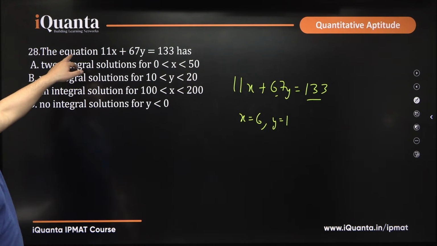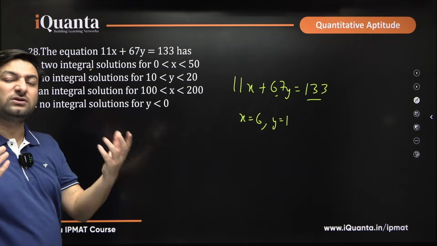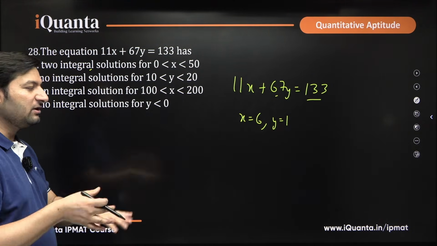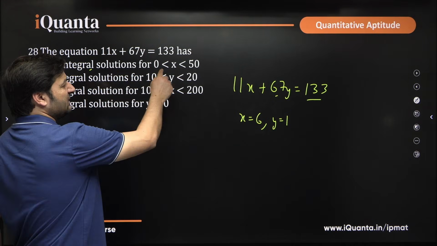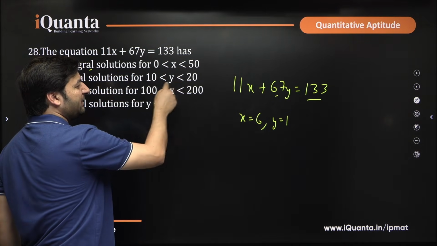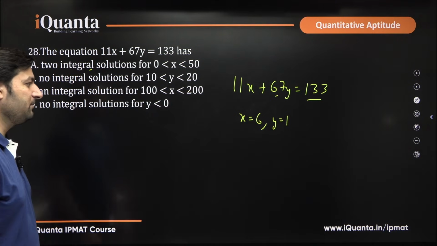The question says the equation has integral solution. Integral solution means integer solution. That means we are not just concerned about positive solutions, either positive or negative, okay. And what are the ranges given to us? This is positive value of x, positive value of y between 10 and 20, positive value of x between 100 and 200, and y has a negative value, okay.